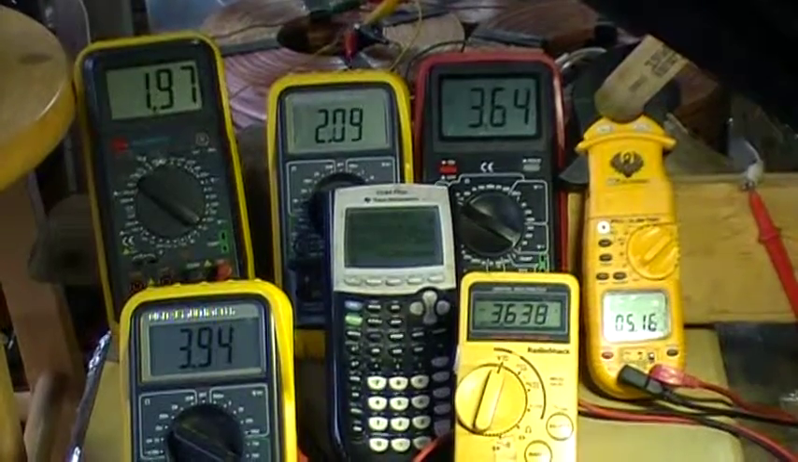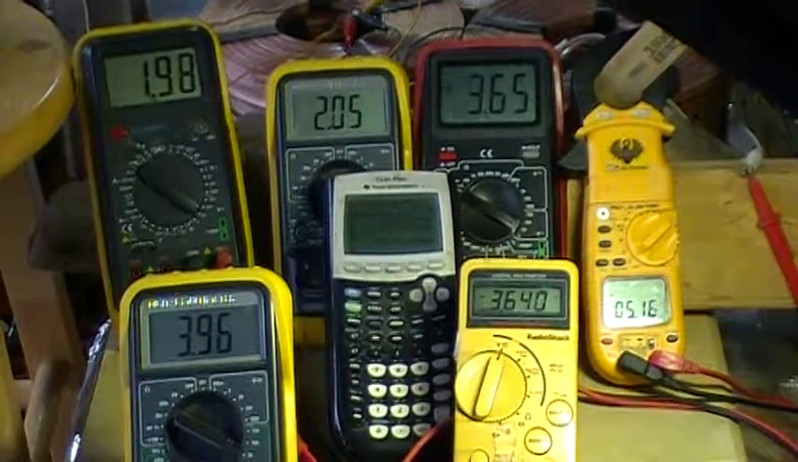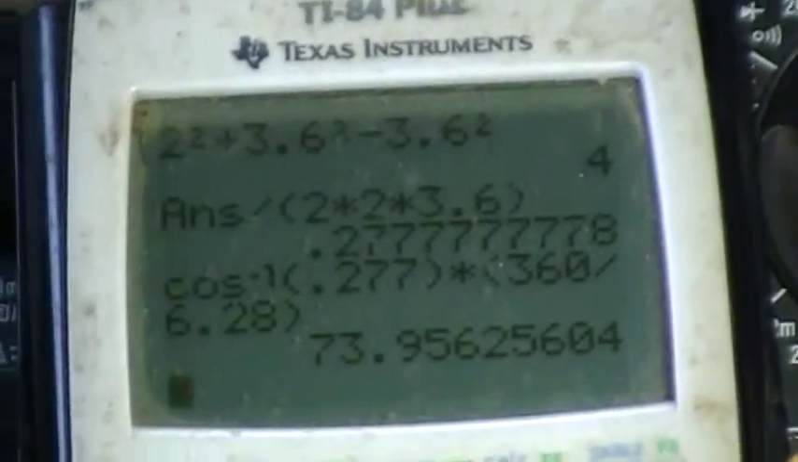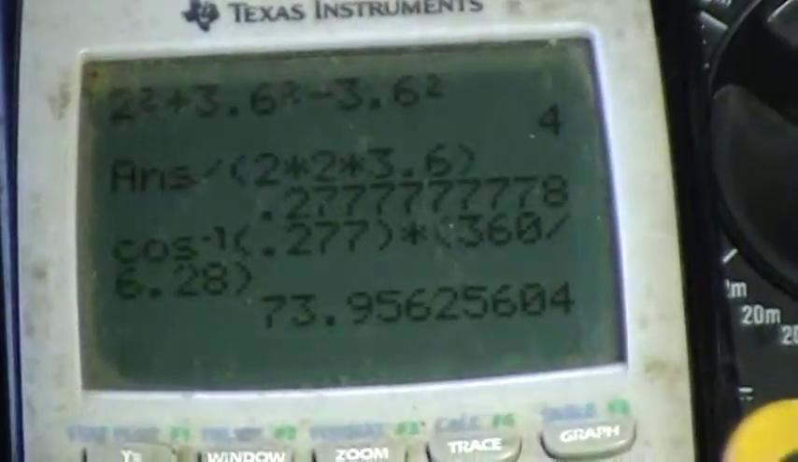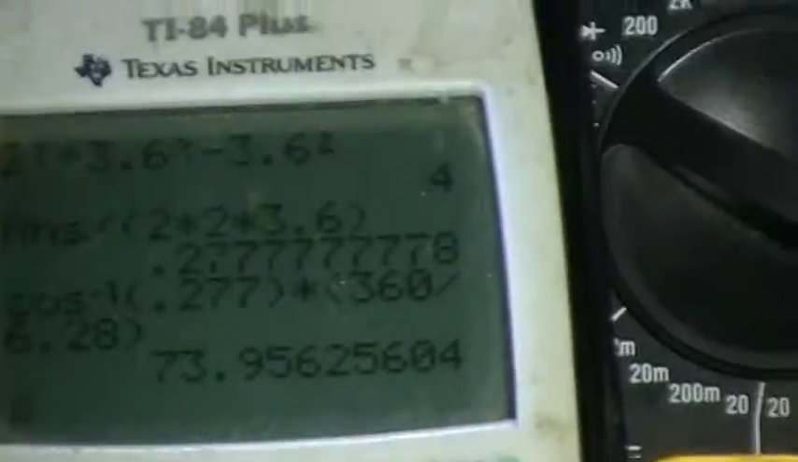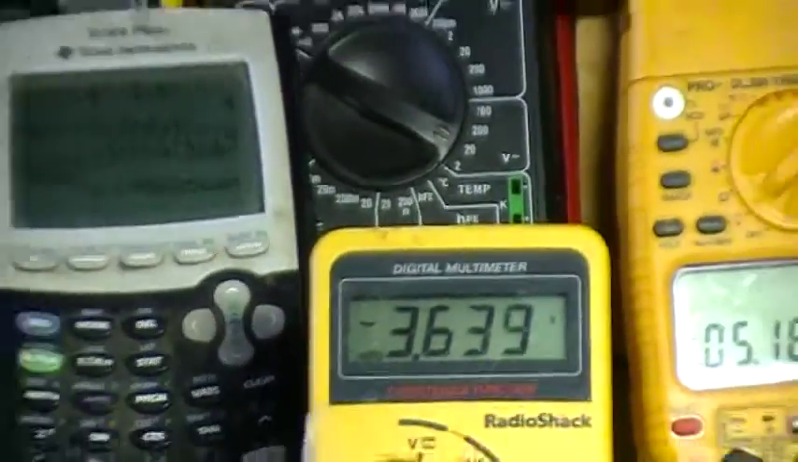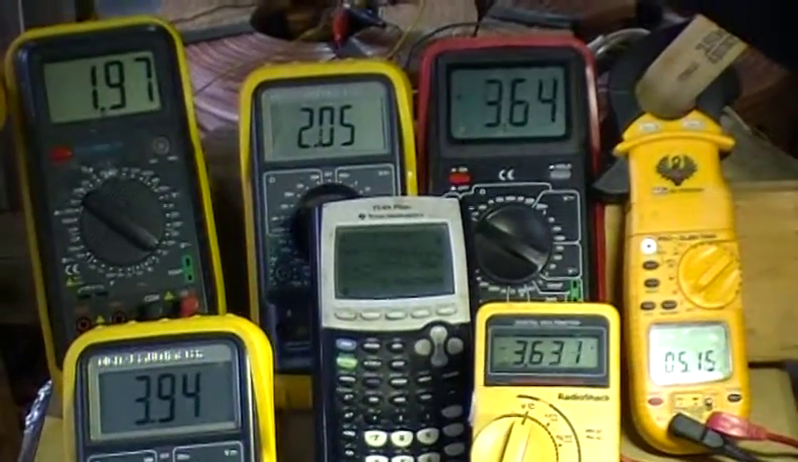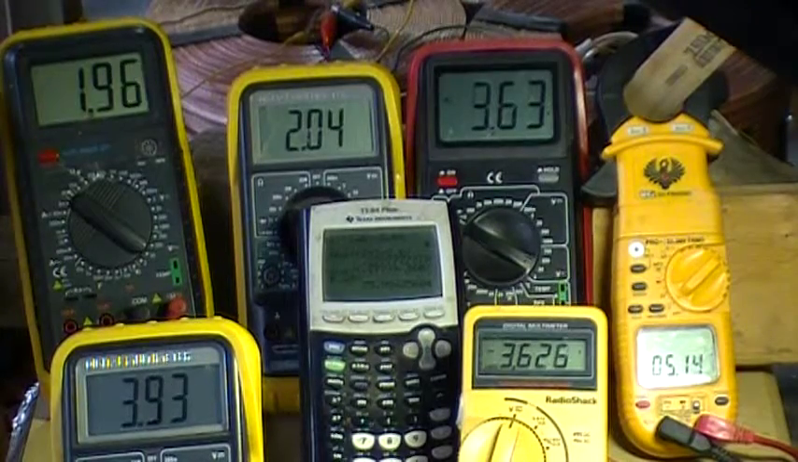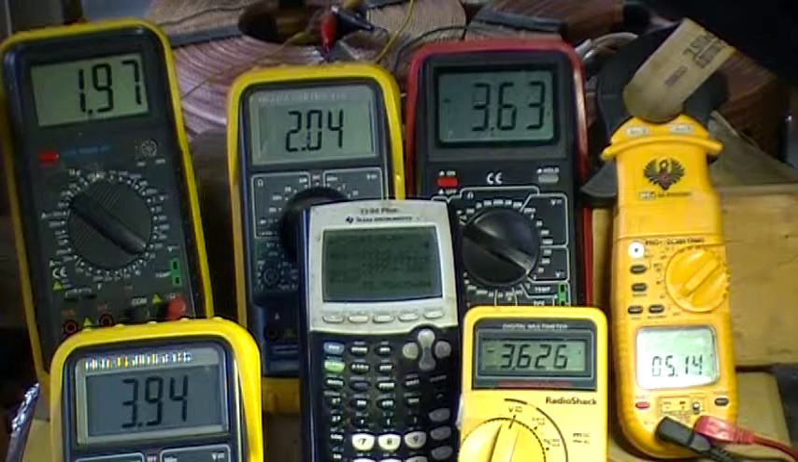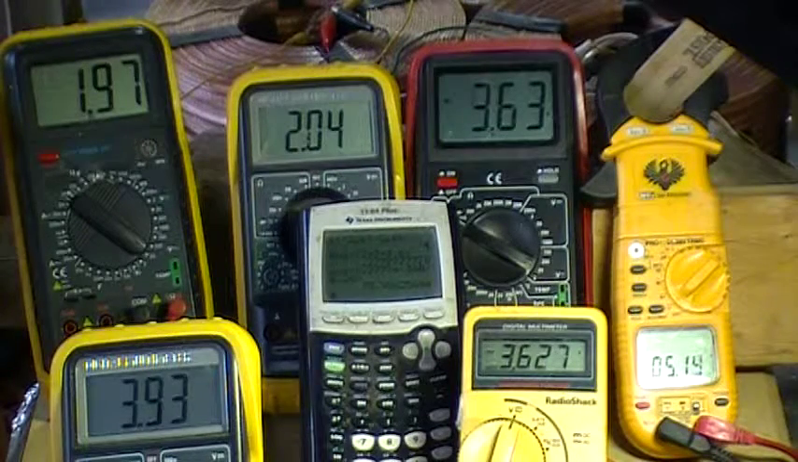That's based on using 2, 3.6, and 3.6 as our input parameters. That yields a 73.9, 74 degree phase angle. We can see that that is there pretty much with little variance. The 2 and the 3.6 values are staying the same. So there's 74 degrees of the 180 to be used up.